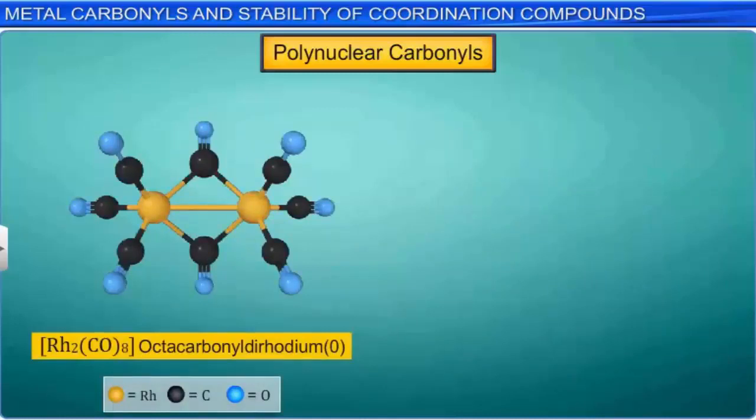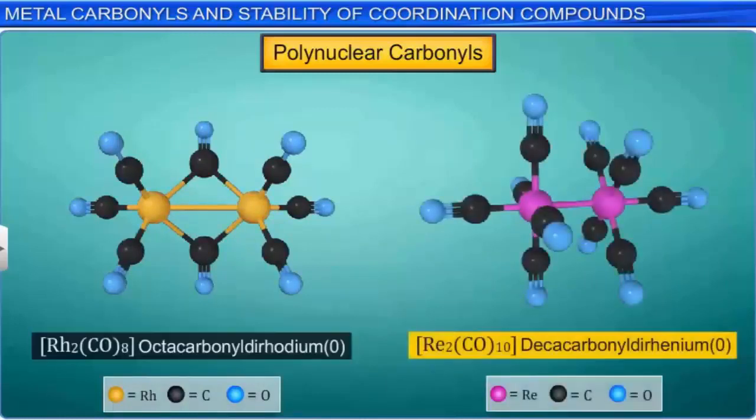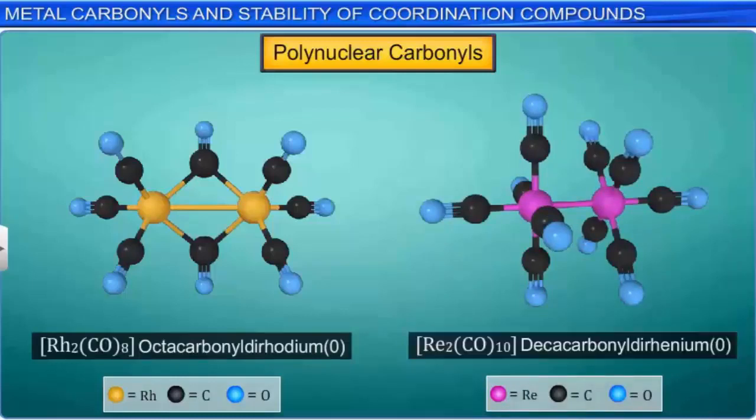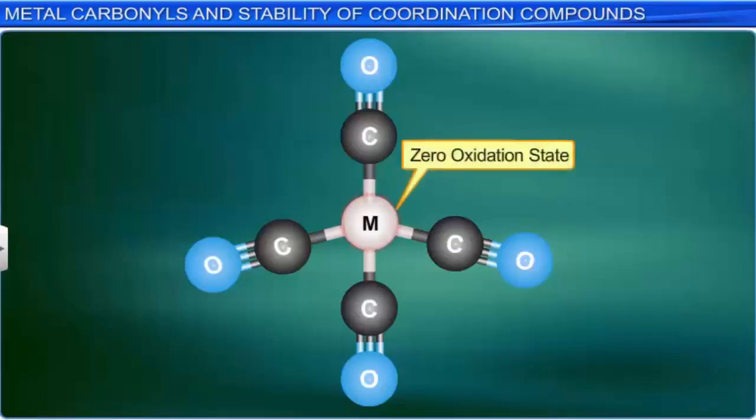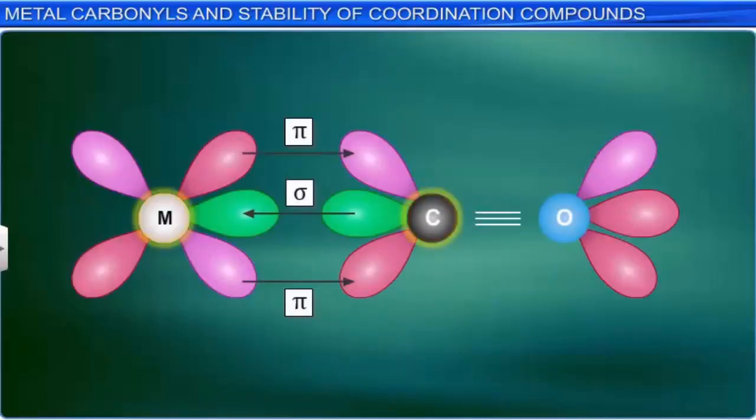It is important to note that in carbonyls, the electrons that form the chemical bond between the metal and the carbon of carbon monoxide are supplied solely by the molecules of CO. Hence, the metal atom is said to be in zero oxidation state. In a metal carbonyl, the metal-carbon bond has sigma as well as pi character. A sigma bond between a metal and a carbon is formed by the donation of a lone pair of electrons on the carbon of the CO molecule to a vacant orbital of the metal.